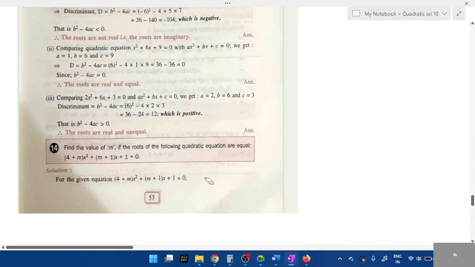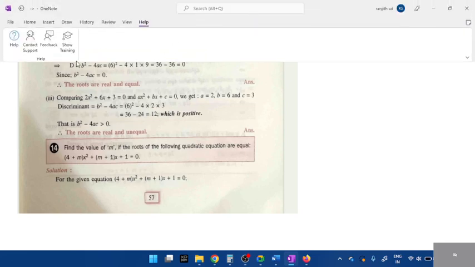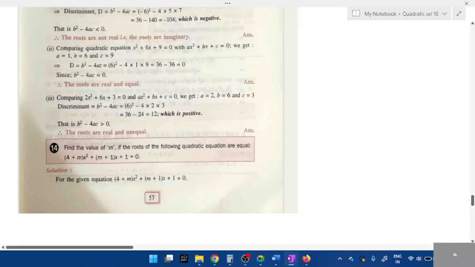They would give you the nature of root and ask you to find the value. Look at the 14th one. Find the value of m, if the roots of the equation are equal. What do you mean by roots are equal, students? b square minus 4ac, whatever value you get, that should be equal to what?